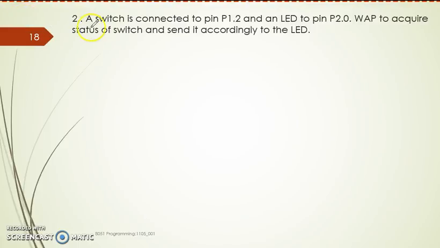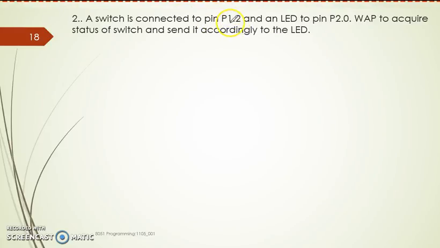Let us take the second example. A switch is connected to pin P1.2 and an LED to pin P2.0. We need to write a program so that we get the status of the switch and send it accordingly to the LED. So let us assume that the anode of the LED is connected to the port pin. So whenever the port pin is high, the LED will be glowing since it is connected to the anode and the cathode terminal of the LED is grounded. So if the switch is off, then the LED also will be turned off.